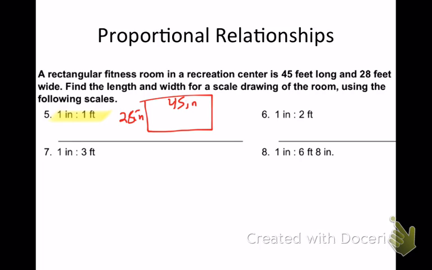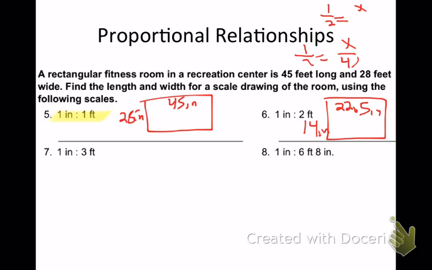Okay? Okay, number 6 now. I have 1 inch is 2 feet. Well, if I have a diagram here, and 1 inch represents 2 feet, what are my new dimensions going to be now? 22.5 and what? 14. Nice job. 22.5 inches and 14 inches. Again, you have to set up twice. You'd say 1 over 2 equals x over 45. And then you'd set up 1 over 2 equals x over 28.